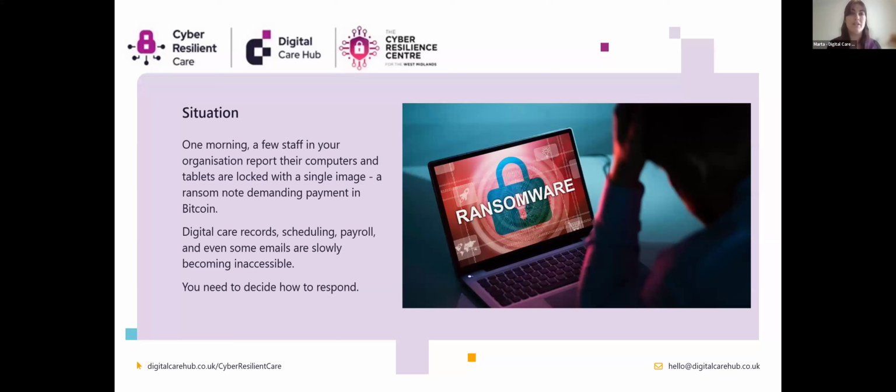So we're going to look at the situation, what we're doing. So one morning, a few staff in your organization report the computers and tablets are locked with a single image, a ransom note demanding payment in Bitcoin, digital care records, scheduling, payroll, and even some emails are slowly becoming inaccessible. So you need to decide how to respond.